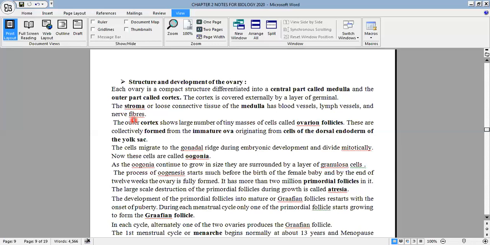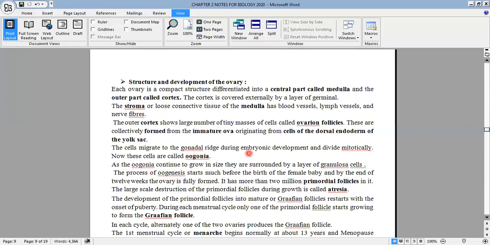Now, how are these ovarian follicles formed? These ovarian follicles are formed from the immature ova or the egg, which is initially present in the endoderm of the yolk sac and later on in the ovary. As in the testes, we have studied that testes are initially present in the abdomen and later descend into the scrotum. Same way, here the production of ovum starts before the birth of the female child in the endoderm of the yolk sac, and later on during fetal development, it comes in the ovary.